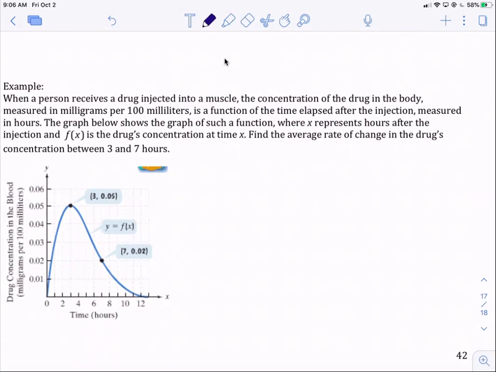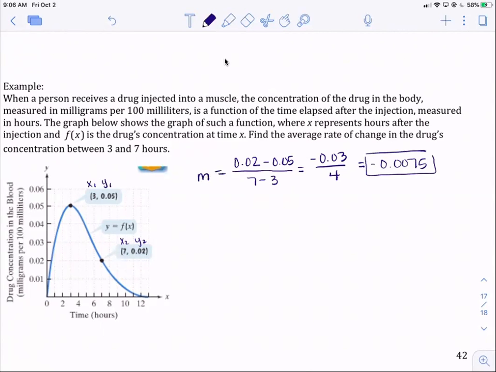So again, we're just going to find slope. So I'm going to say this is our x1, y1, x2, y2. So we have 0.02 minus 0.05 divided by 7 minus 3. So this is negative 0.03 over 4, which equals negative 0.0075. Since this doesn't ask us to interpret, we can just leave it as that answer.